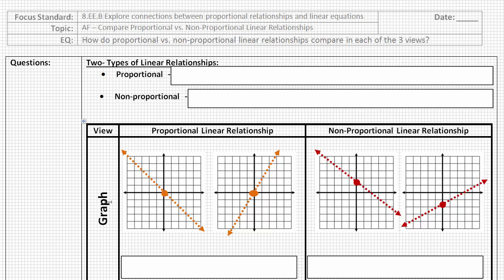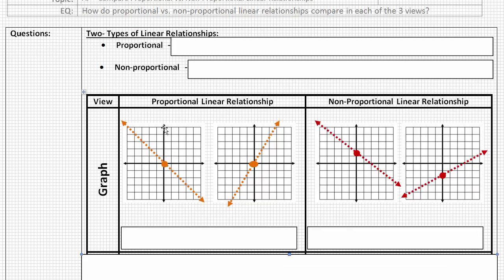So we're going to look at graphs first, and here I've set up 4 graphs. 2 of them, here on the left, are proportional linear relationships, whereas these 2 on the right represent non-proportional linear relationships. I want you to take a moment to analyze all 4 graphs and see if you can find what makes these 2 the same that's different than these 2 graphs.